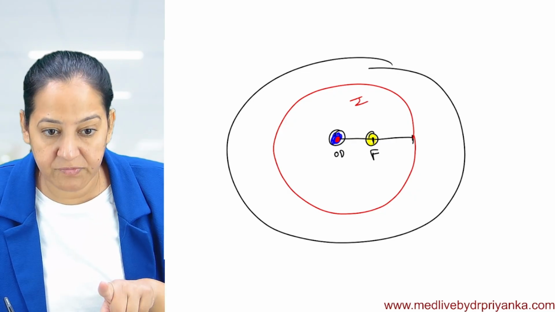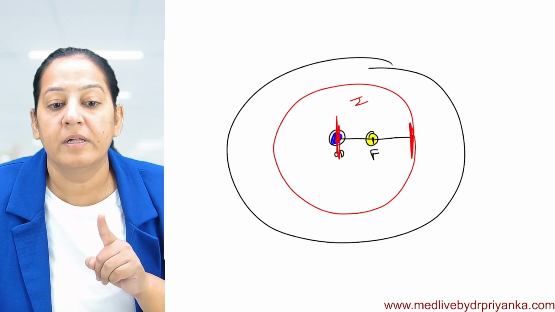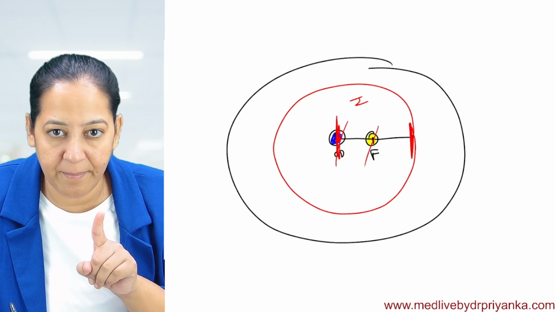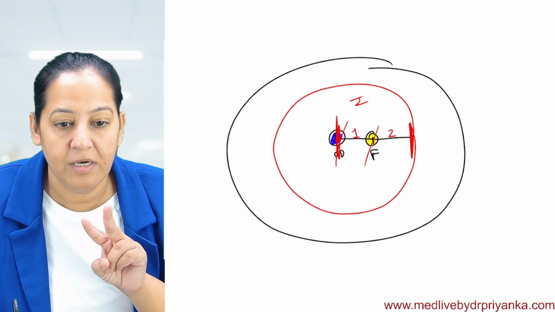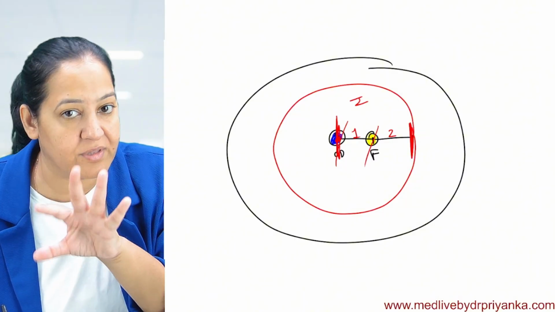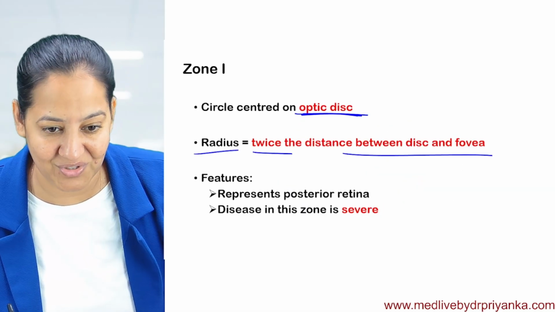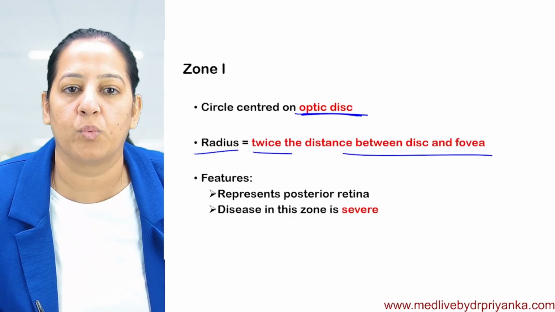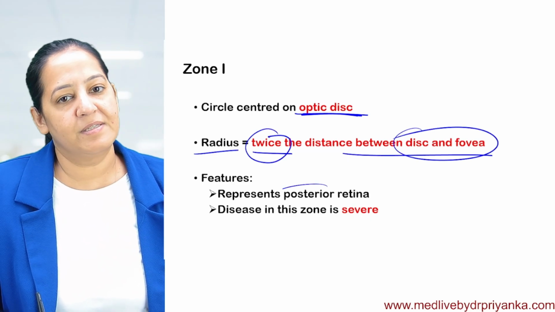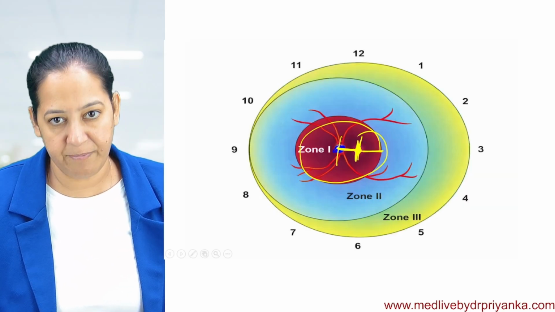What is the radius of zone 1? The radius of zone 1 is from here to here. This distance is twice the distance between the optic disc and fovea. This is one time the distance, and this is double. This zone is known as zone 1, the most dangerous zone in which ROP can take place. It represents the posterior retina. In this zone, the disease is very severe. Appreciate zone 1.